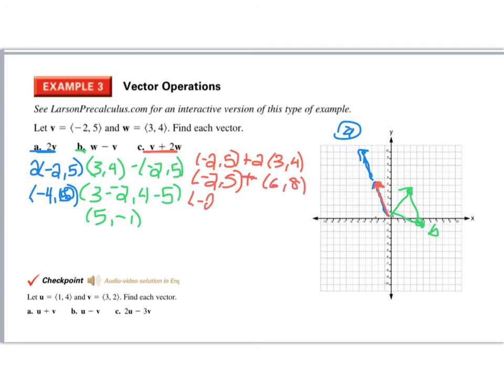So now we've got negative 2 plus 6. Okay, so we've got negative 2, 6, and then we've got 5 plus 8, and so we end up with 4, 13. So if we go to 4 and go up here to 13, this is where our C is. Okay, so go ahead and let's find the answers for your checkpoint. Go ahead and pause, and we'll go from there. You can come back and check to see how you did.